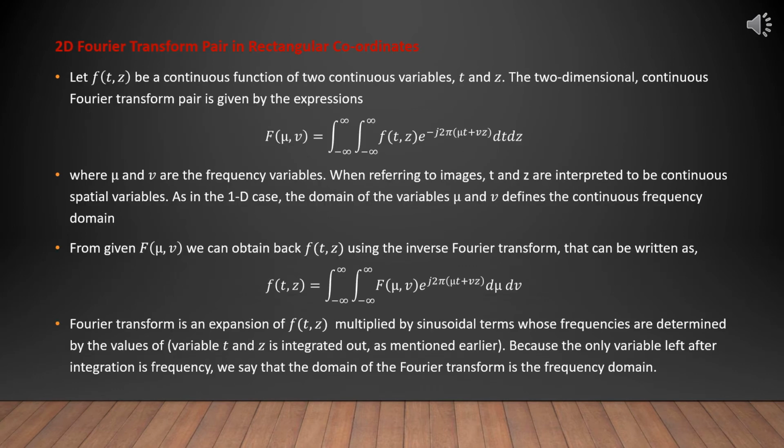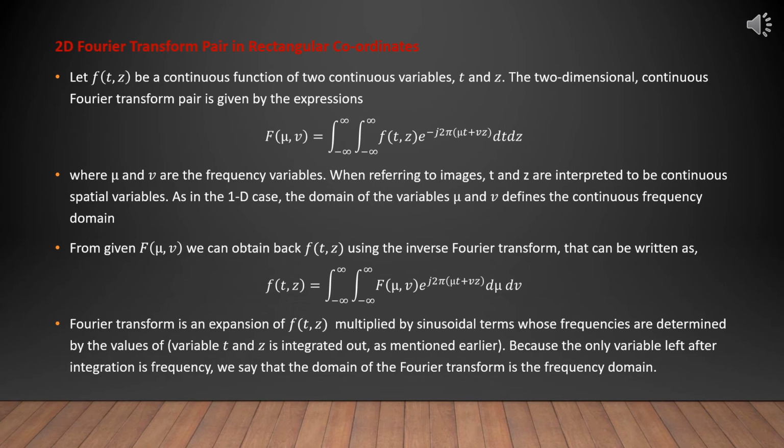Now let us define the two-dimensional Fourier transform pair in rectangular coordinates. Let us consider the signal f of t comma z to be a continuous function of two continuous variables t and z. The two-dimensional continuous Fourier transform of this function is defined as capital F of nu comma v, equal to the integral over t from minus infinity to infinity and the integral over z from minus infinity to infinity of f of t comma z e power minus j 2 pi into nu t plus vz, dt dz, where the new variables nu and v are the frequency variables.